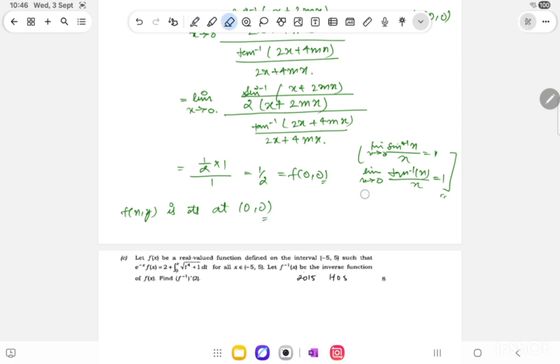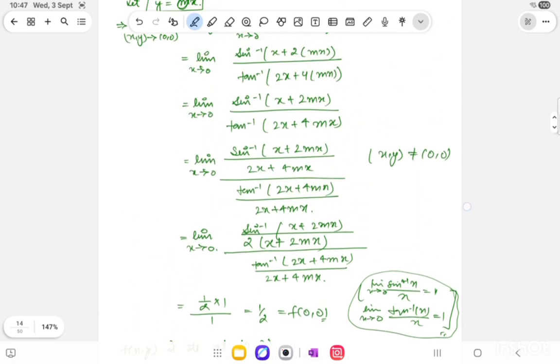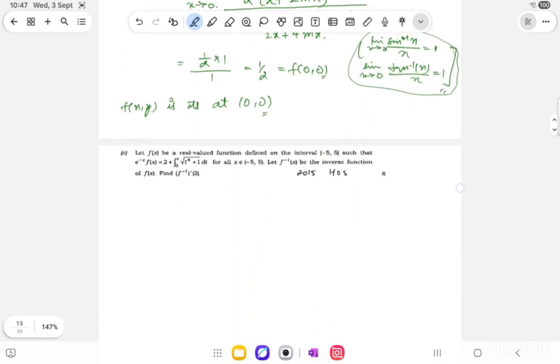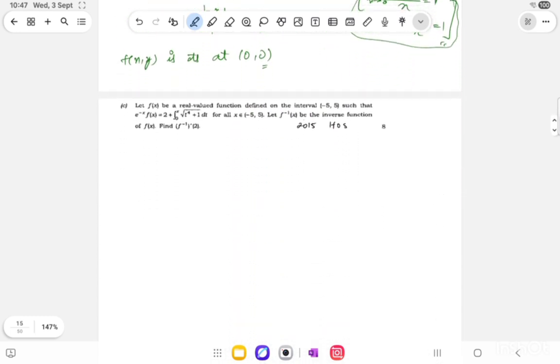And these are basically the standard results of limits. You can just remember these; they come in handy in examinations as they help to save time. So let's move on to the next question.